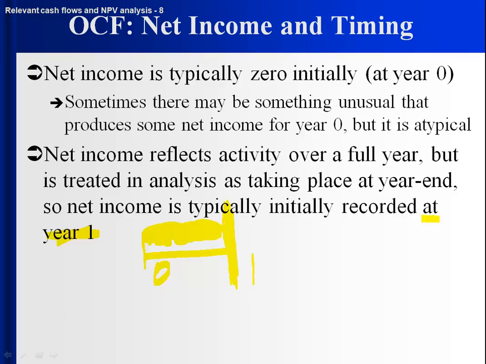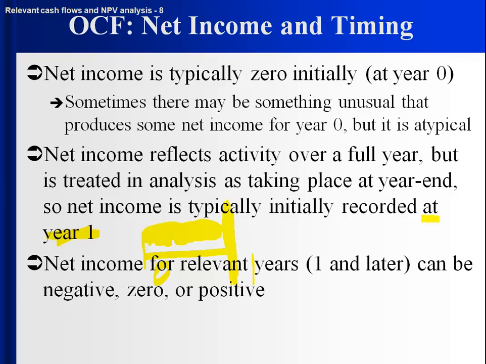So in 1 year, in 2 years, in 3 years. And again, net income can be negative, zero, or positive. It's positive if sales are relatively high, cost and depreciation is relatively low. Negative if you're not having big sales, but you do have big costs or big depreciation. And zero if everything just matches up exactly.